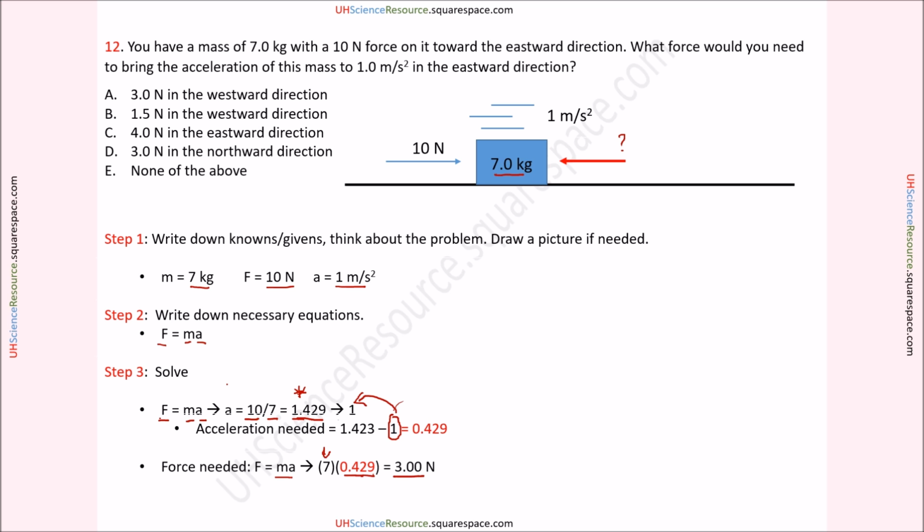If we look at our answer choices, we can go ahead and eliminate answer choices B and C. Between the remaining choices, answer choice A has 3 newtons in the westward direction, so that seems like the right answer. But let's go ahead and look at answer choice D. It says 3 newtons in the northward direction, so that doesn't make sense, and we can eliminate it. So answer choice A is going to be our correct answer.